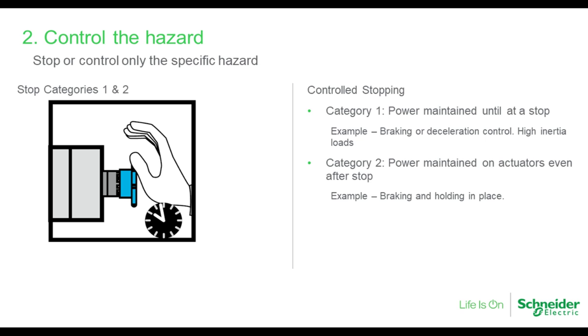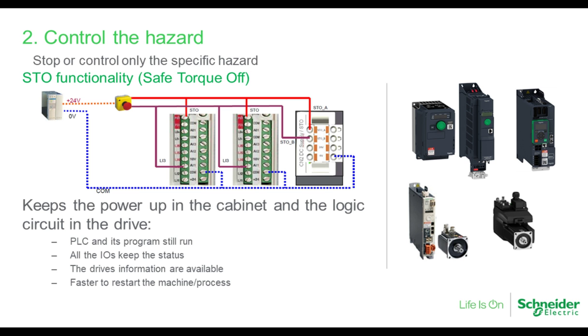Now, you don't automatically go into categories 1 and 2 just because you feel like it and just because you want more productivity. It does affect the level of probability of dangerous failure calculations that you'll do when you're comparing your design with your risk assessment results. But it is good to know that there are ways that you can sometimes employ that even allow for a controlled stop instead of a complete stop, especially if you're looking at productivity.